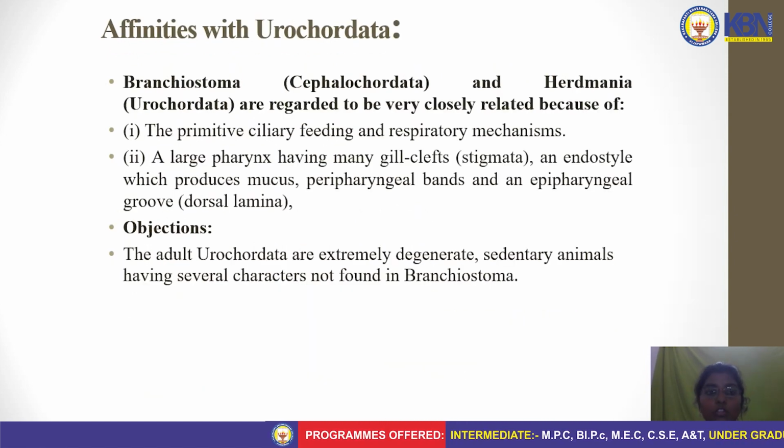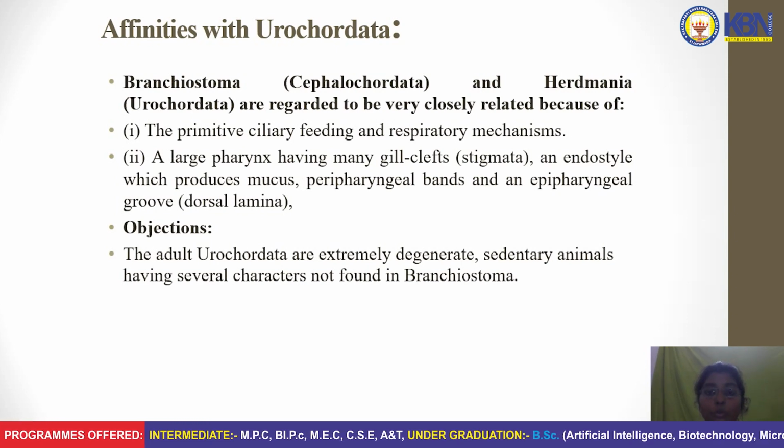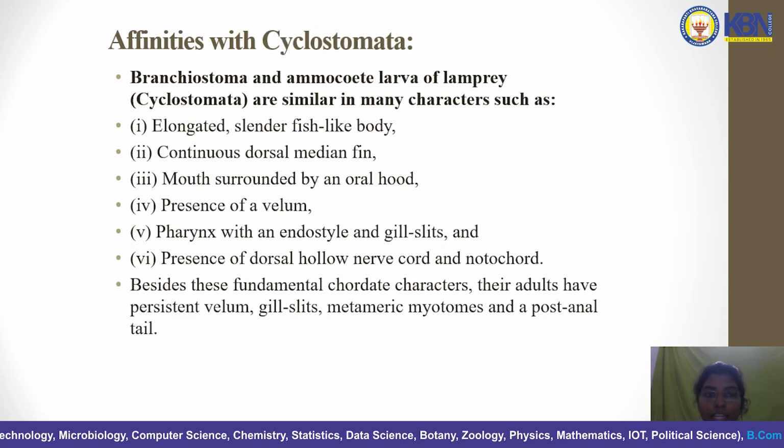Next, affinities with Urochordata. Branchiostoma, that is Cephalochordata, and Herdmania, that is Urochordata, are regarded to be very closely related because of, in the first one, the primitive ciliary feeding and respiratory mechanisms, and in the second one, a large pharynx having many gill clefts and endostyle which produces mucus, peripharyngeal bands and epipharyngeal groove. And objections. The adult Urochordata are extremely degenerate sedentary animals having several characters not found in Branchiostoma.